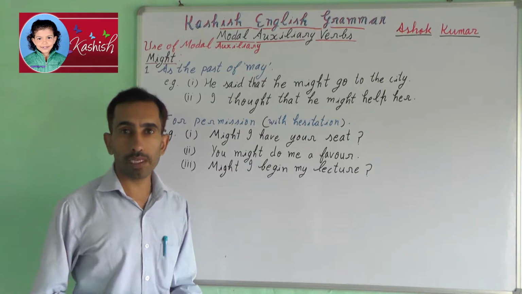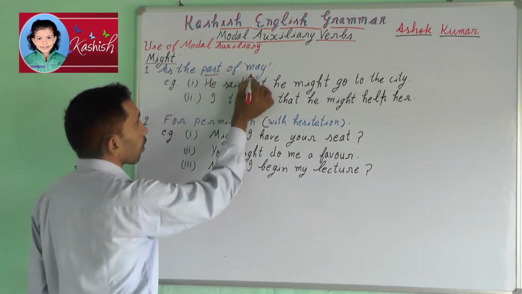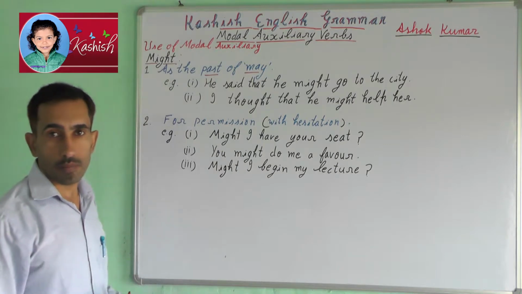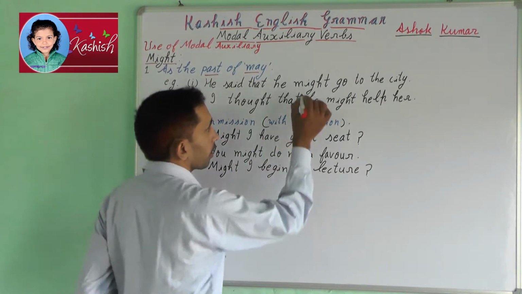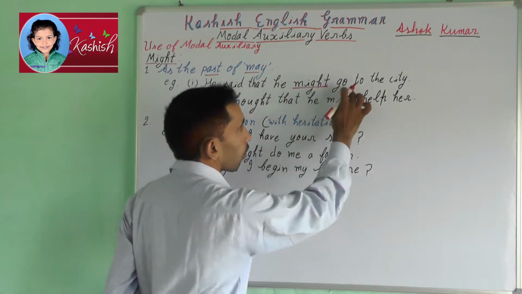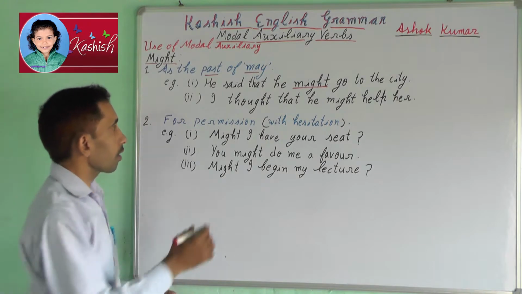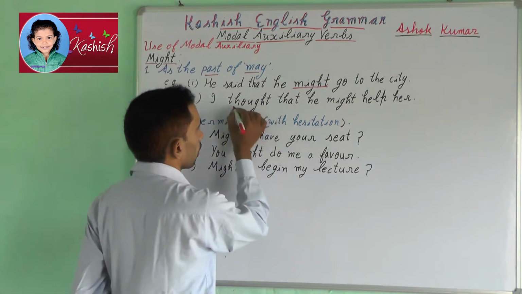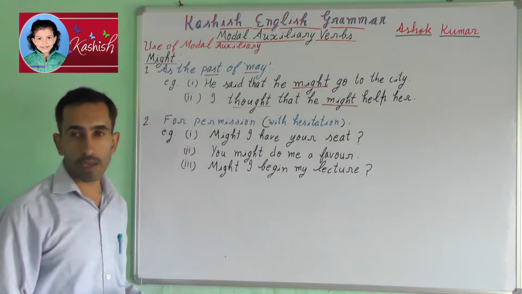Use of might. First, as the past of may. For example, he said that he might go to the city. Next, I thought that he might help her.